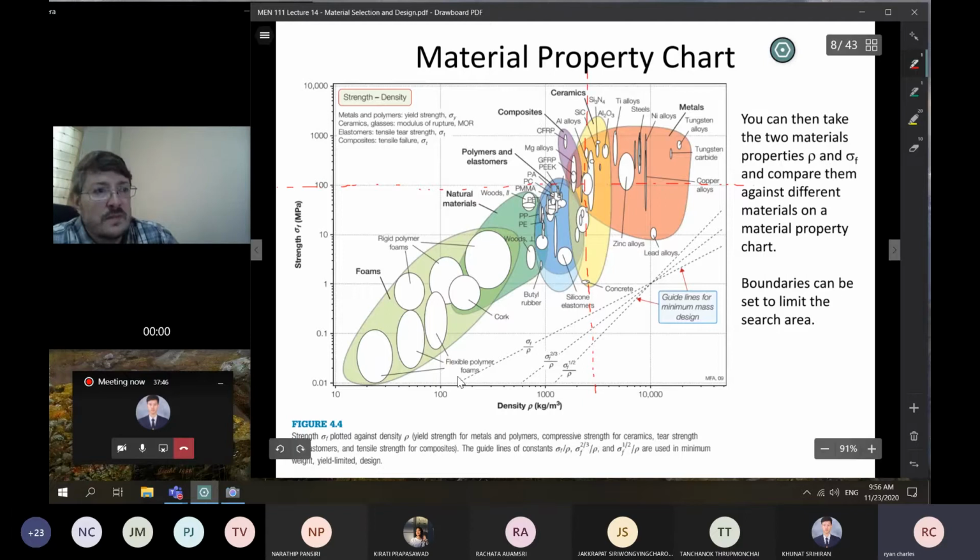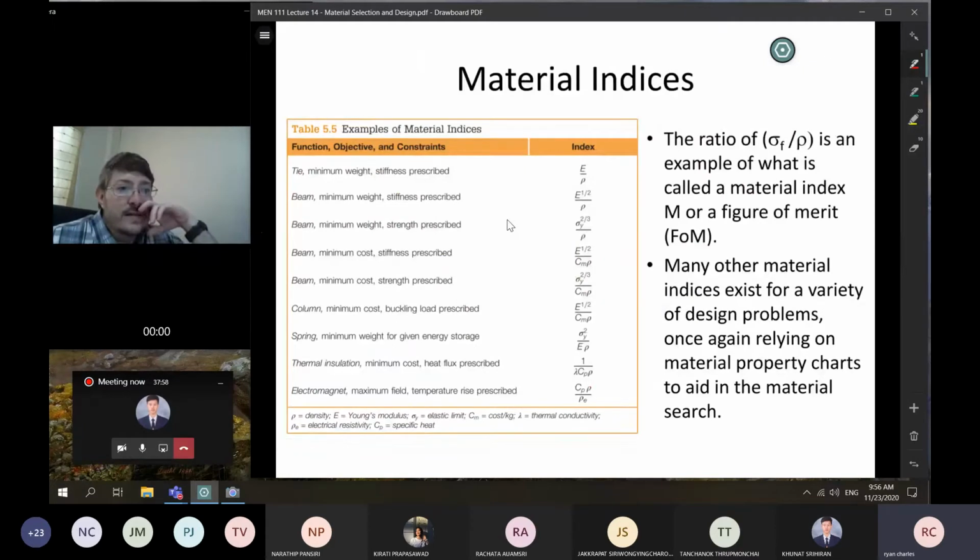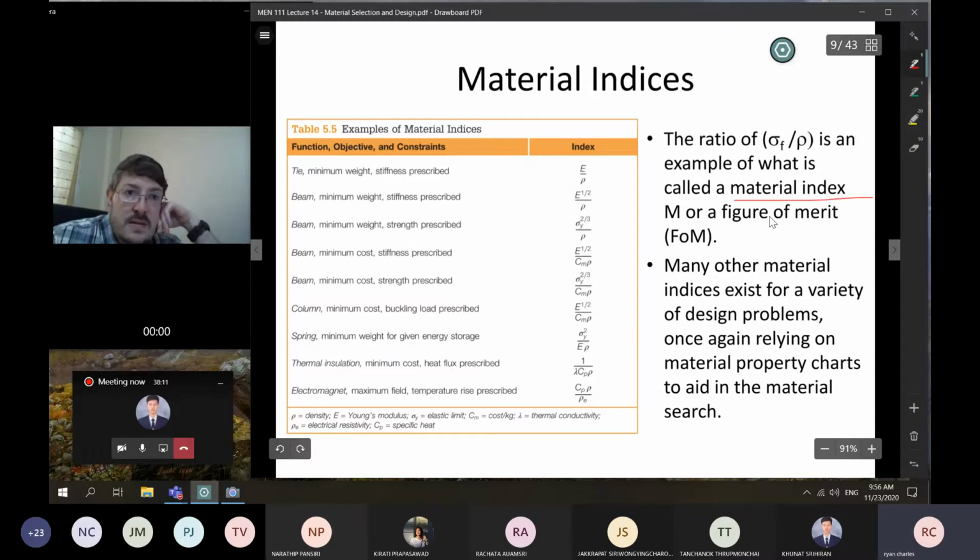You see there are also different sloped lines here, which can also be useful. There's this idea that comes out of that ratio of two different properties. The ratio here, of strength to density or vice versa, is an example of what's called a material index, M, or what some people also call a figure of merit. My old boss used to like that term, figure of merit.